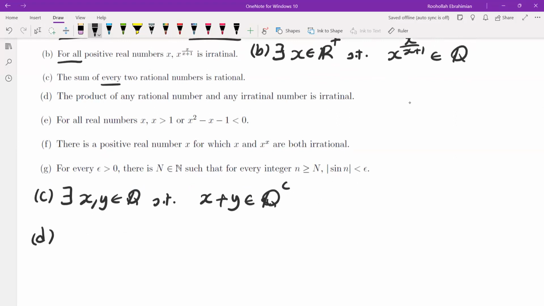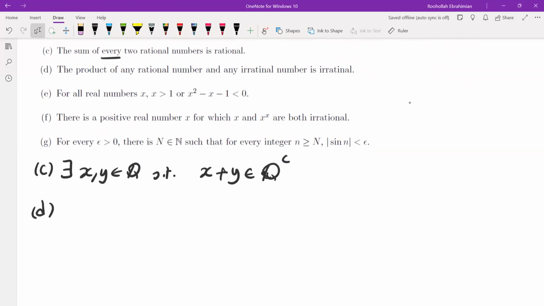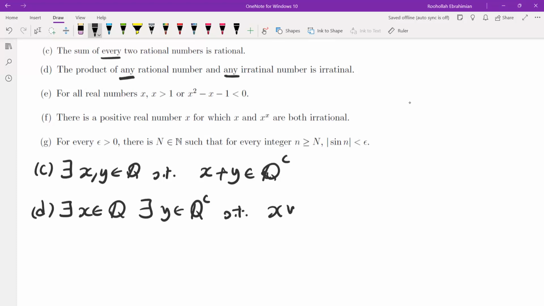The next one is: the product of any rational number and any irrational number is irrational. So negating that, again, because it's universal, we'll have to turn that into existential. So there exists some x rational, and there exists some y irrational, such that x times y is irrational, but we'll have to change it to rational. So again, for every becomes there exists, and irrational becomes rational.